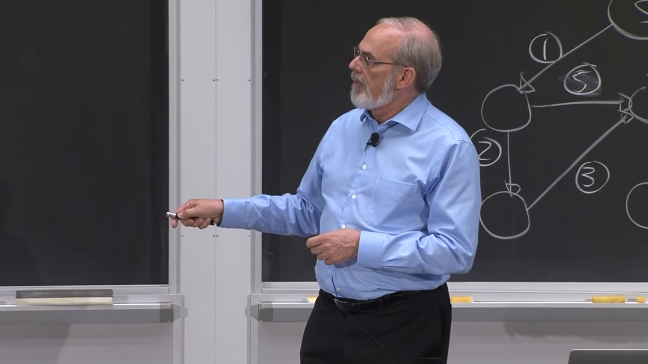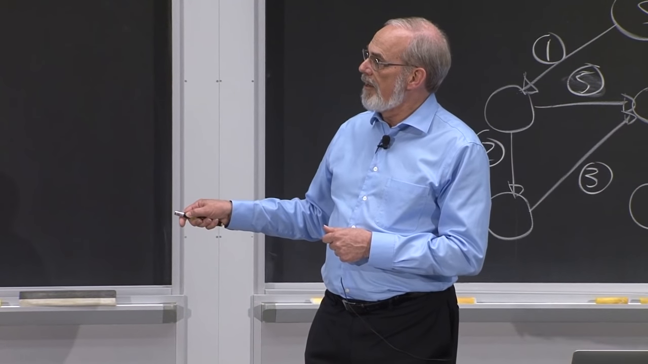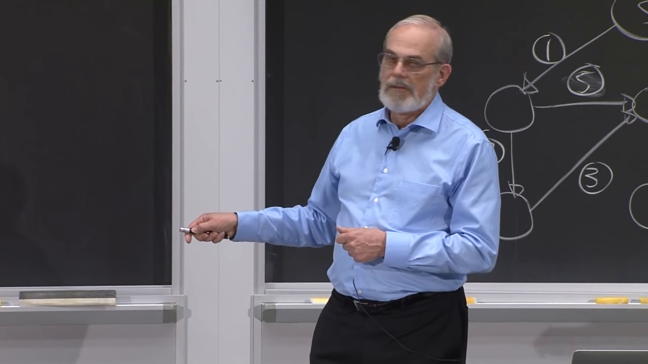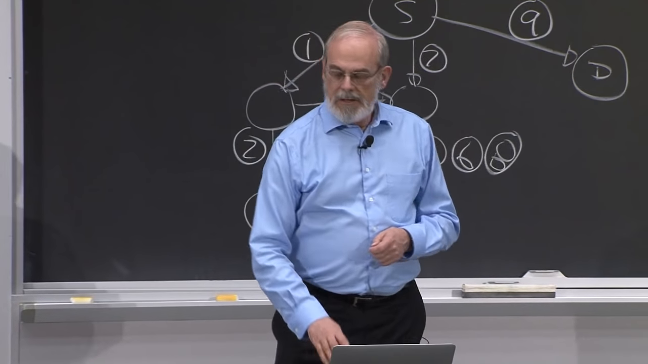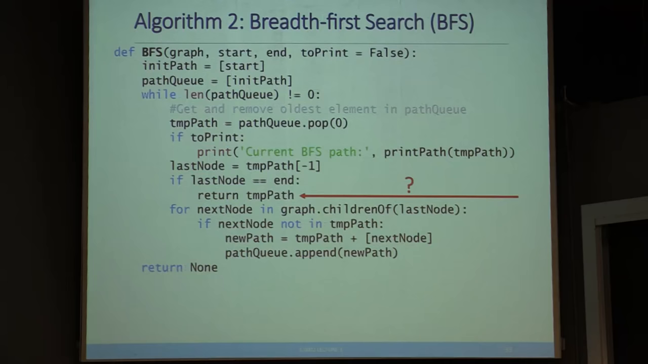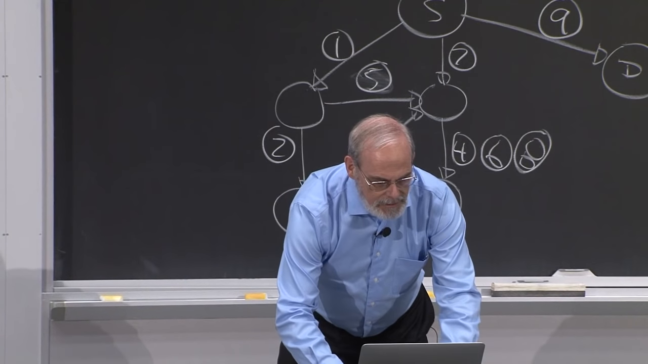So I'm going to keep looping around here until I either find a solution here, which I'll return, and if I get through all of it, I'm going to return none. And right there, there's that nice thing where once I find a solution, I know it's the shortest thing, I can stop. Again, let's look at an example of this.